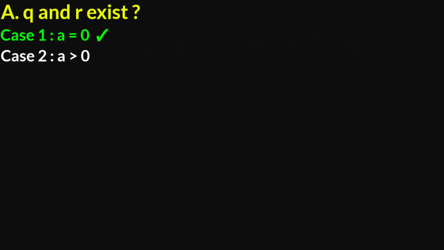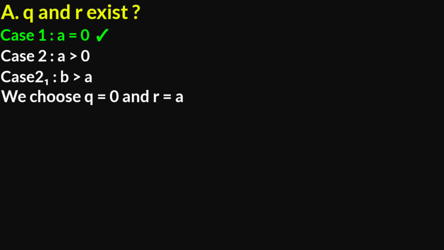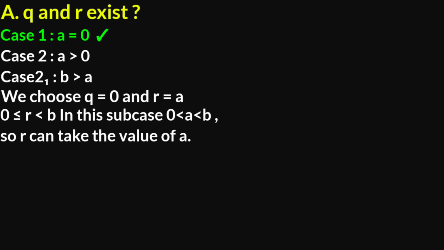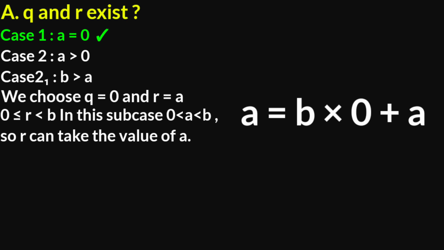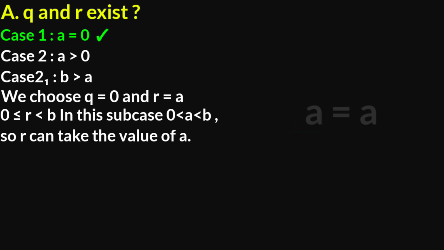Case 2. a is greater than 0. The next step for me is to split into subcases from this case according to the values of b. First subcase, b is greater than a. I can set q equals 0 and r equals a. Because the condition to set r is it being less than b, so it can equal a when b is clearly greater than a. Thus, a equals b times 0 plus a. It becomes a equals a, which is true, that's why q and r exist.